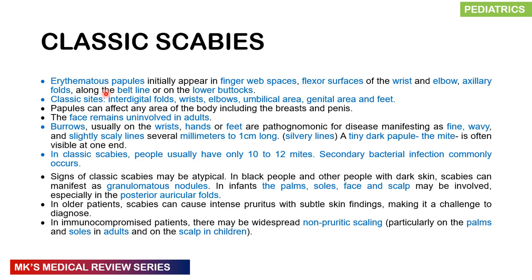You have these reddish papules that initially appear in what I like to call the hidden spaces. So they're going to be found in, of course, the interdigital folds. They're going to be found in the wrist, the elbows, the umbilical area, the genital area, and the feet.